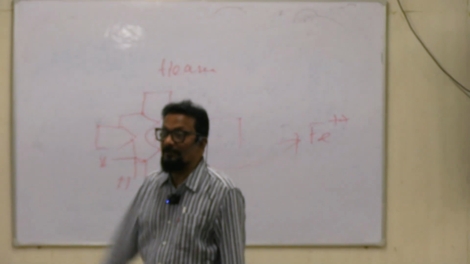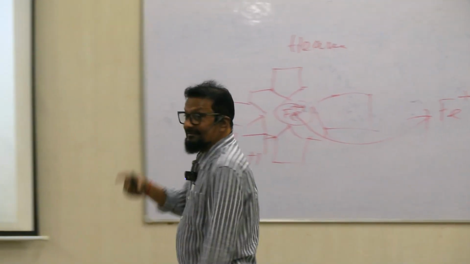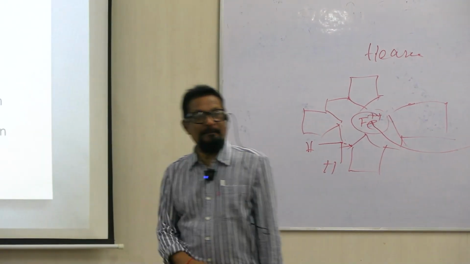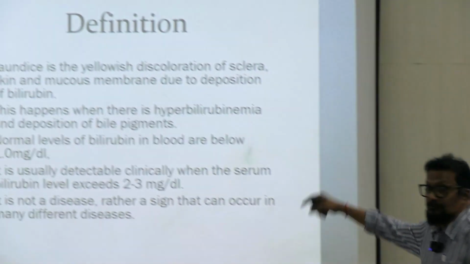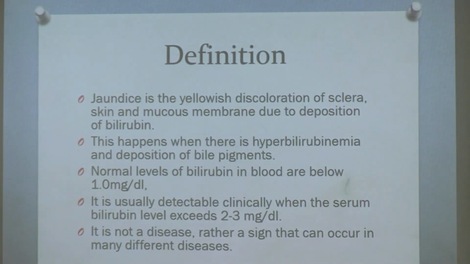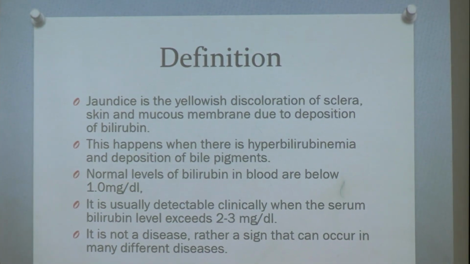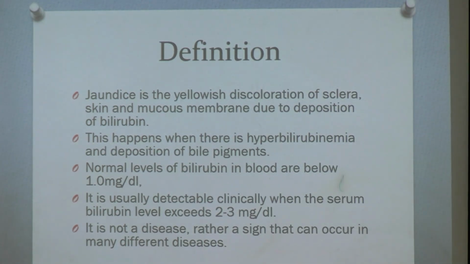Yellowish discoloration of the sclera, skin and mucous membrane. Why? Because of increased deposition of bilirubin in these cells. Okay? So this is jaundice.